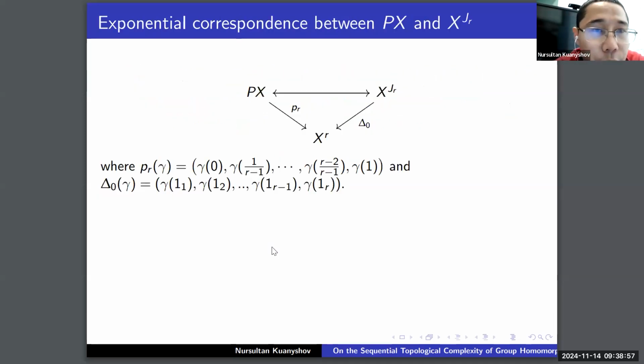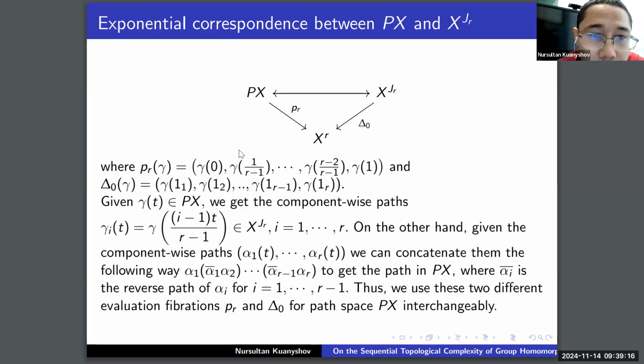Okay, and it's known that there is an exponential correspondence between these two path spaces. For example, you have a path, and what I call a component path. So you take a path, you can get a component-wise path, and if you have a component-wise path, you can get a path. Let me state it. If I have a path from a path space, I can get a component path by using this formula. On the other hand, given a component-wise path, I can concatenate it in the following way to get a path in P(X), where the alpha_i's are the inverse paths.